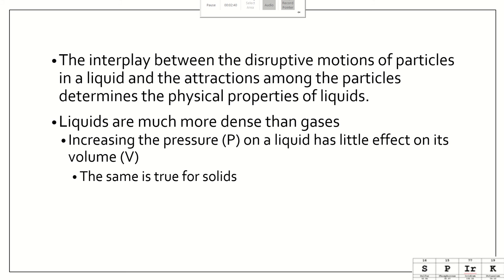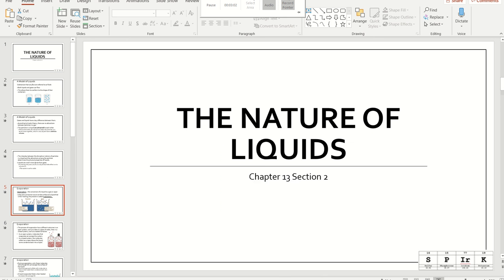The interplay between the disruptive motions of particles in a liquid and the attractions among the particles determines their physical properties. So liquids are much more dense than gases are, and we can increase the pressure on a liquid, and it doesn't have a big effect on its volume. The same is also true for solids, whereas we know that if we change the pressure or volume of a gas, it's going to affect the other.